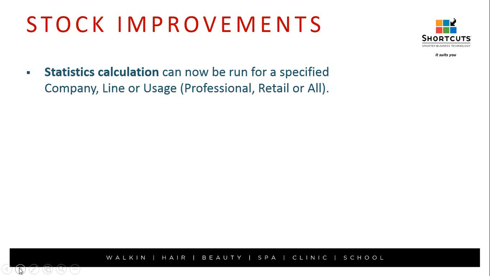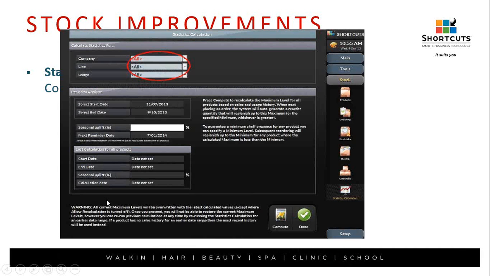Previously it was set up that it was just based on all the products within Shortcuts, but now it's been changed that you can now run it against a company, a line or usage. So usage is professional or retail, so I only want to run it on all of my retail, on all of my professional, or I just want to run it on a particular company, a particular line and it's only retail, for example. So it's just had a minor update, but some information that will help. Rather than updating everything, we can now actually go through and just look at certain areas of our stock.